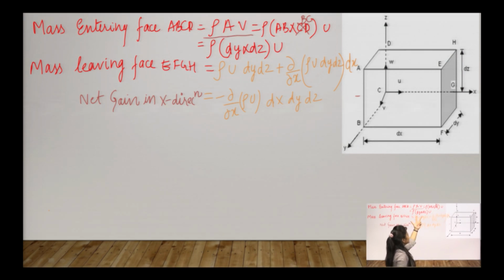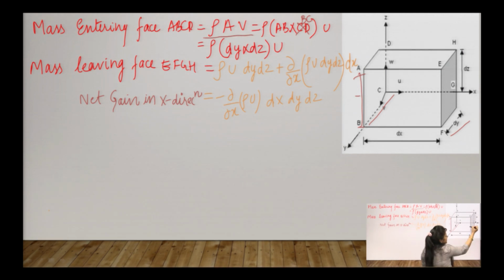Now, looking forward, what is the value of AB and BC? AB is nothing but this value dz, BC is nothing but this value dy. So, we have substituted: density into dy into dz will be the area, into the velocity in x direction as u. This is the amount of mass entering through this phase A, B, C, D in x direction.